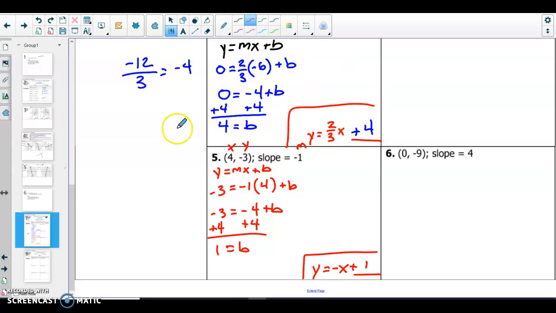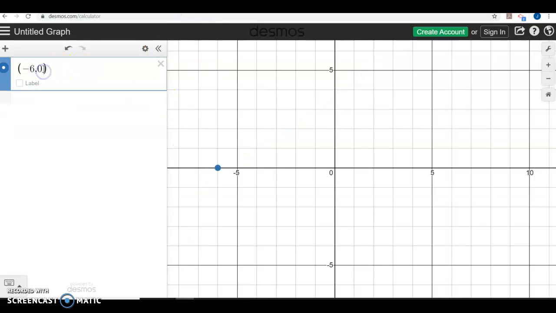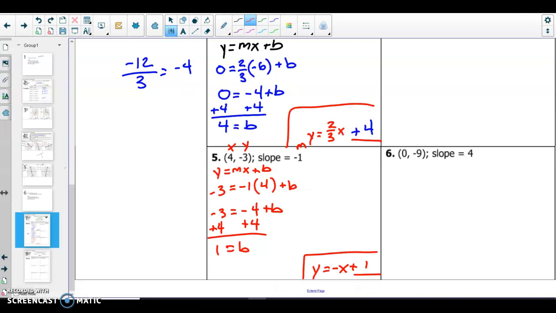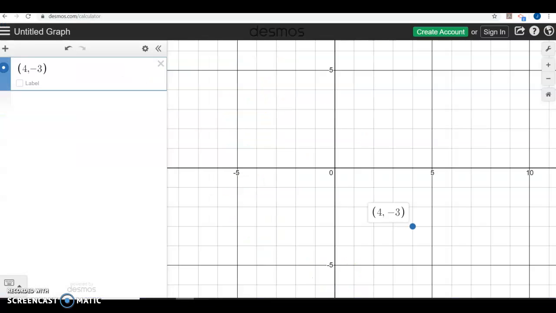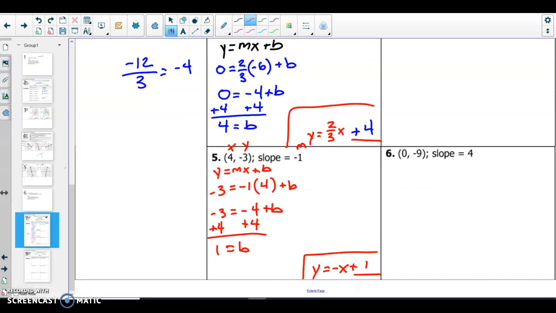Let's go check it. Where's 4, negative 3 at on our graph? 4, negative 3. There's our target point right down here. Okay, our target point, and the line that we came up with was negative x plus 1. Y equals negative x plus 1. Goes through our point and has that negative 1 slope that we really like. Okay, that's all there is.